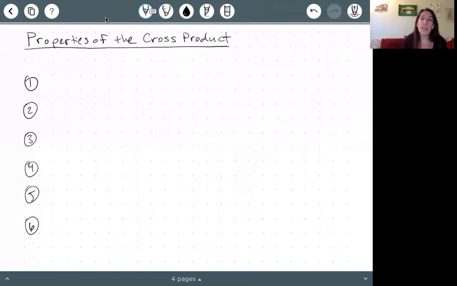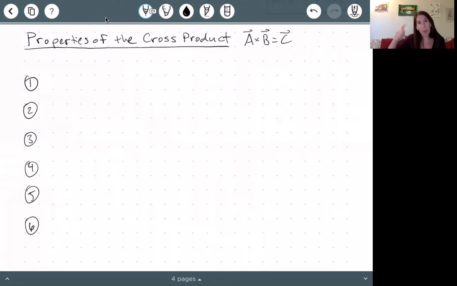In this video, we're going to discuss properties of the cross product. Now, if you recall, the cross product is the one where if you take two vectors, for instance, vectors A and B, you multiply them together and you get out another vector. So the right-hand side of this equation still has a direction associated with it. It's a vector.